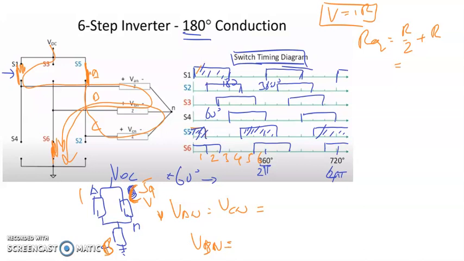Which is R divided by 2 for A and C, plus R for B. So we have R over 2 plus 2R over 2, giving 3R over 2 in terms of equivalent resistance.